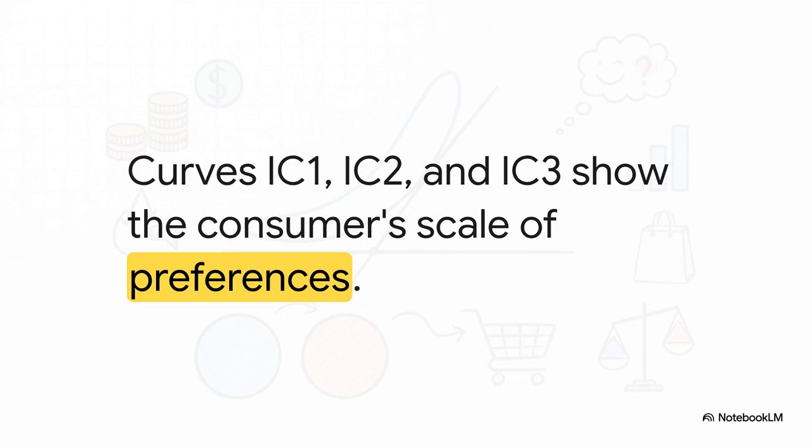Remember that convexity rule we talked about? Notice how they all nicely bow inward toward the origin? Also, keep in mind that a higher curve always yields more satisfaction. So IC3 gives you significantly more happiness than IC2, which gives you more than IC1.